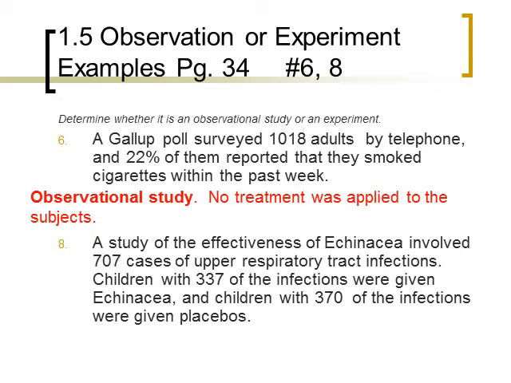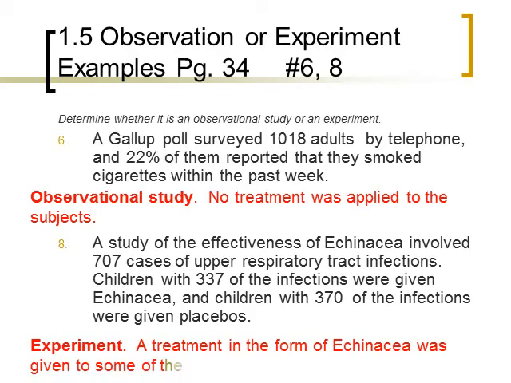A study of the effectiveness of echinacea involved 707 cases of upper respiratory tract infections. Children with 337 of the infections were given echinacea, and the children with 370 of the infections were given placebos. So this is a good example of an experiment. Usually experiments are very obvious because you can see they're giving some type of treatment, and we're measuring the effects of that treatment on the subjects.